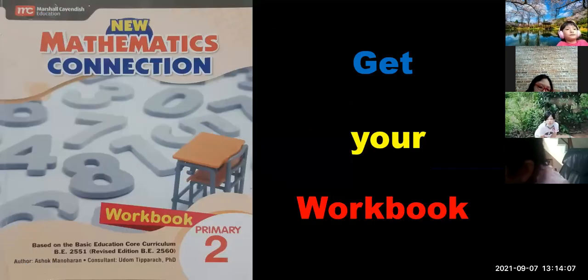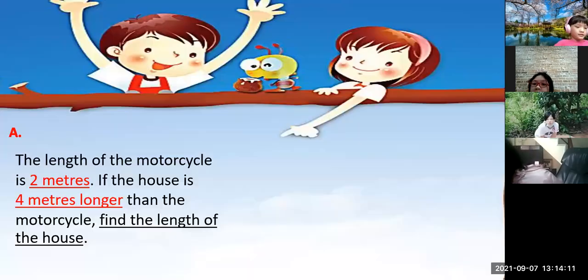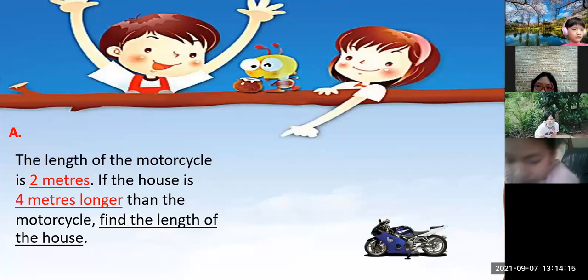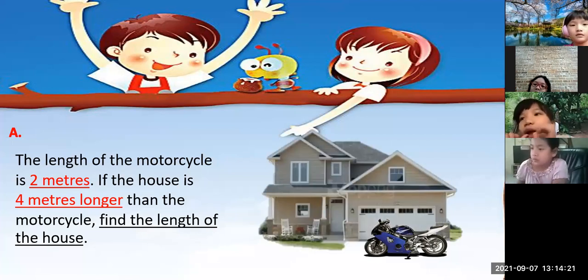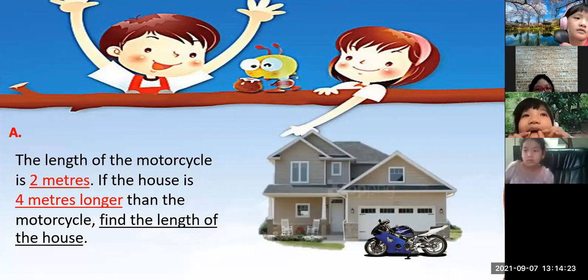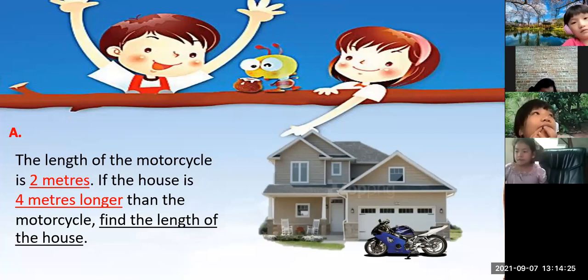Now letter A. Now in your workbook, let us answer letter A. The length of the motorcycle. Okay, so here the length of the motorcycle is 2 meters. If the house is 4 meters longer than the motorcycle, find the length of the house. We will find the length of the house. How long is the house?